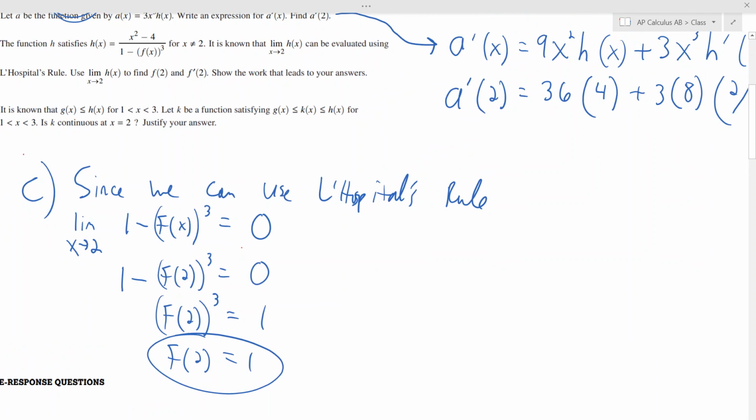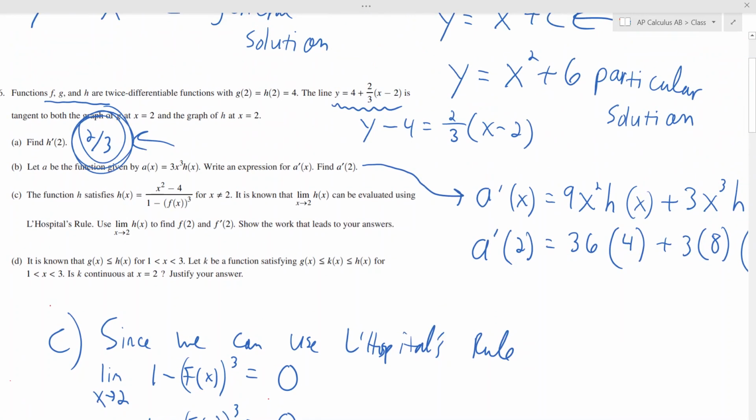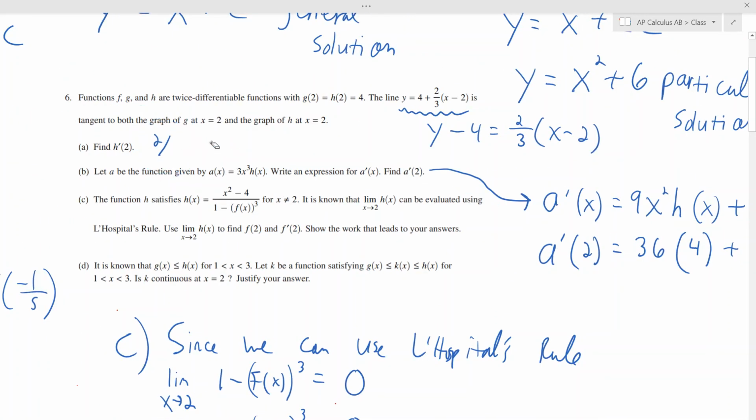The second thing now, because they want us to find f prime of 2, the second thing we need to do is notice that several things are happening here, okay? So again, you got to read everything they're telling us. So let's talk about this. All the functions are twice differentiable, okay? That means they are continuous and you can find their derivatives, okay?